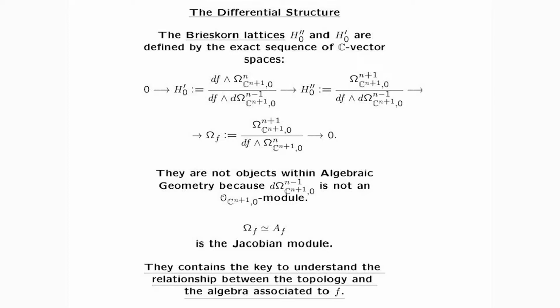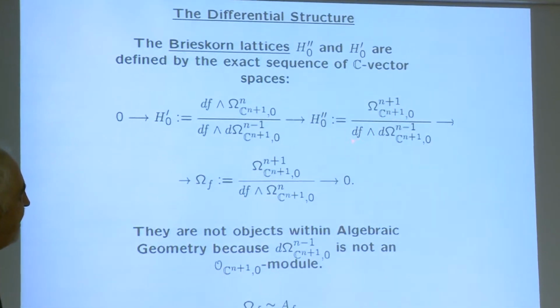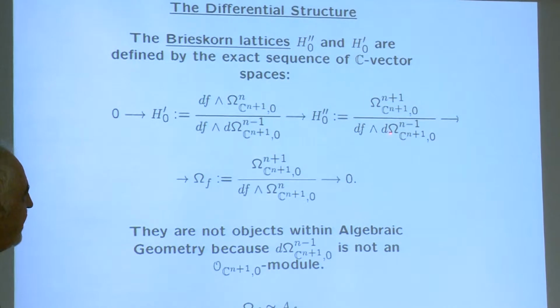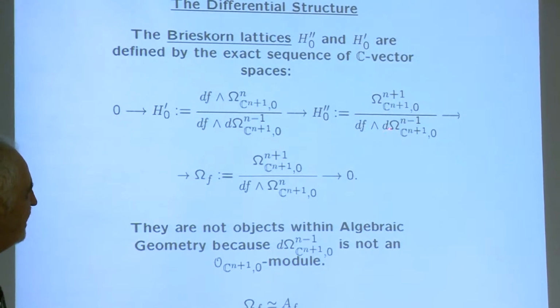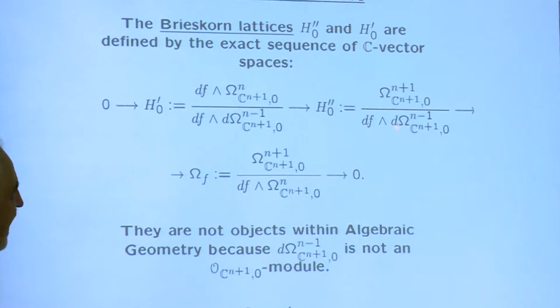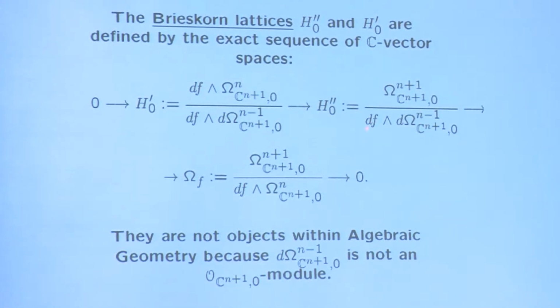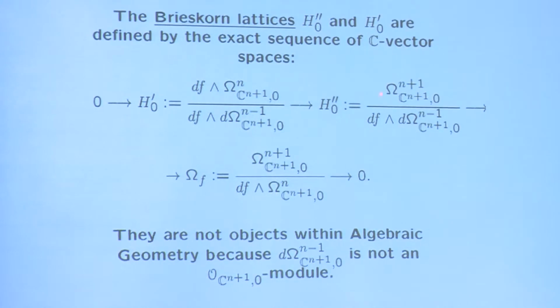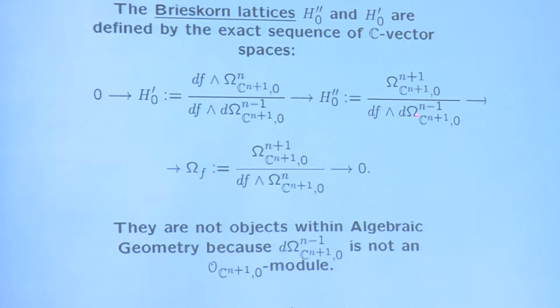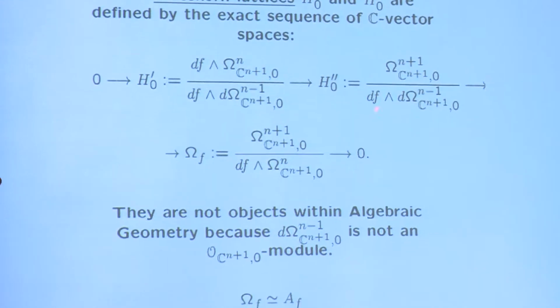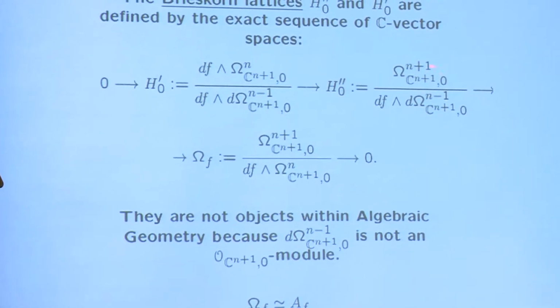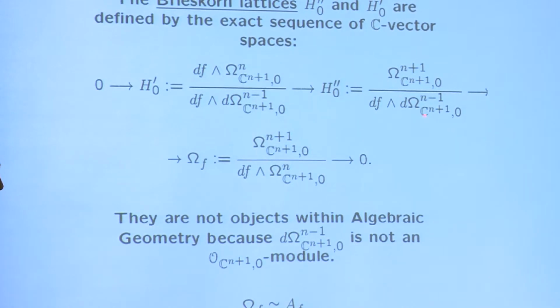So the Brieskorn lattice are the following objects. See, there are two of them. This is differential forms on n plus 1, in Cn plus 1, divided by df exterior d omega n minus 1. So d omega n minus 1 is an exact n form, and you wedge it with df, and you put this in the denominator. So this becomes n minus 1, d becomes an n, and then df becomes an n plus 1. So here you're taking differential forms modulo this.